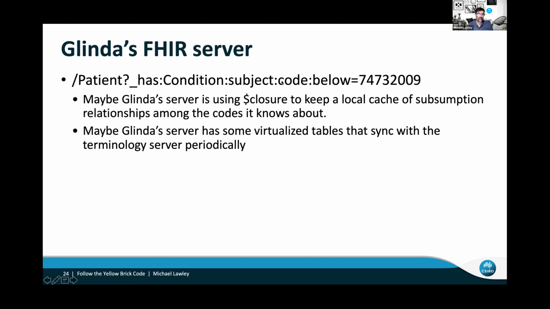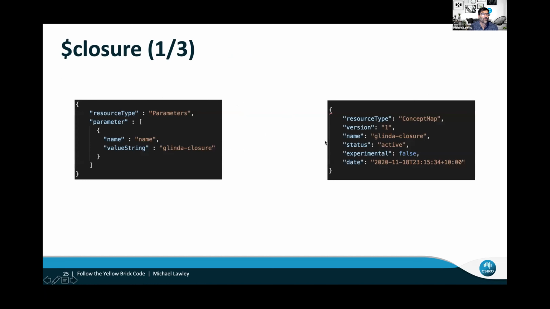And if it knows that there's going to be a lot of these "code below" types of queries, then it might want to keep a local cache, local knowledge of what the hierarchy is between the codes, these condition codes. And for that, it can use the closure operation. The closure operation actually has a protocol associated with it. It doesn't do anything very useful in a single step. So we'll walk through the steps in using the closure operation.